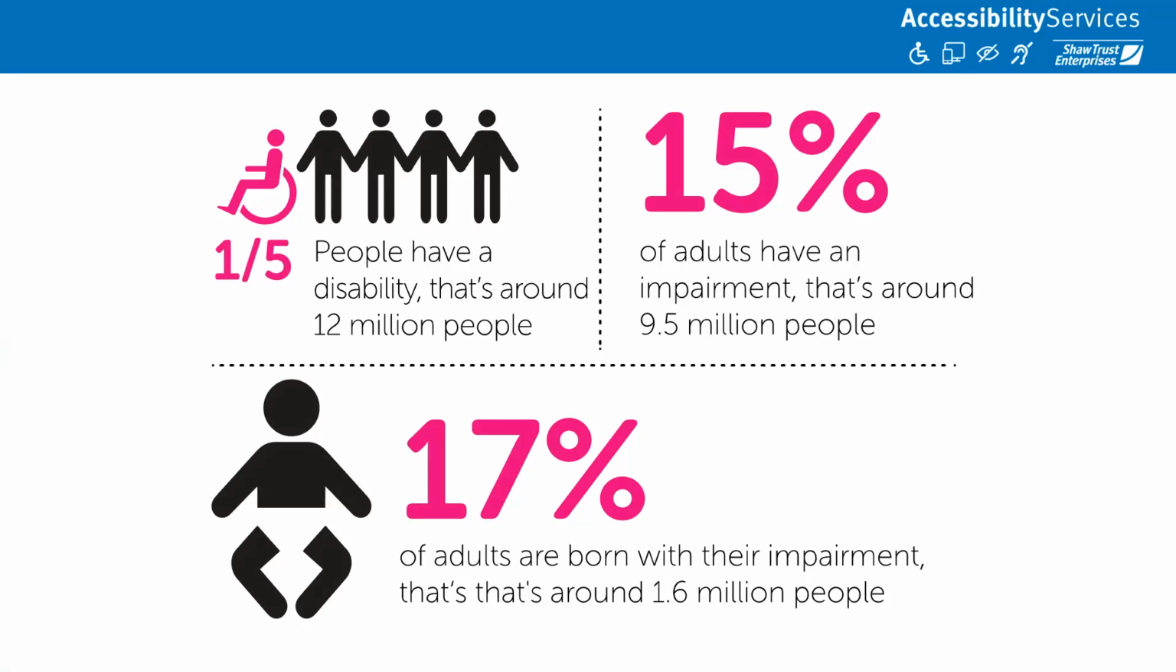15% of adults have an impairment, so that's around 9.5 million people. And 17% of adults are born with their impairment. So that's a tiny chunk in comparison to the whole population. I think we wrongly think that everyone that's got a disability has had it for years and years, and they're well accustomed to it. But that's not necessarily the case. You might have had an accident last week, last month, last year, and suddenly acquired this new way of living, this new disability. So not everyone is born with their disabilities.